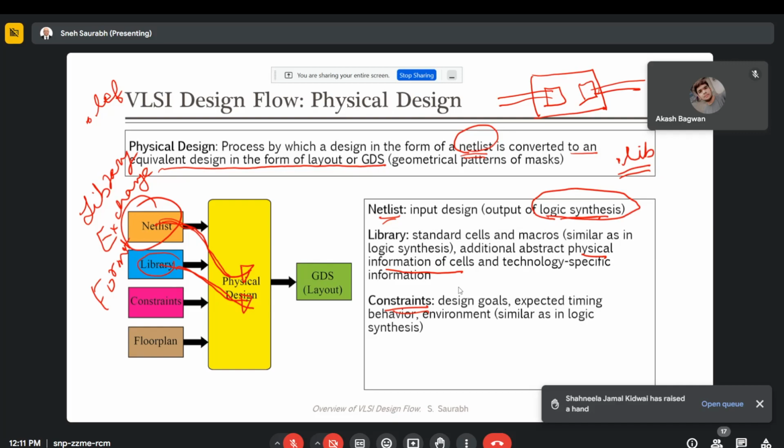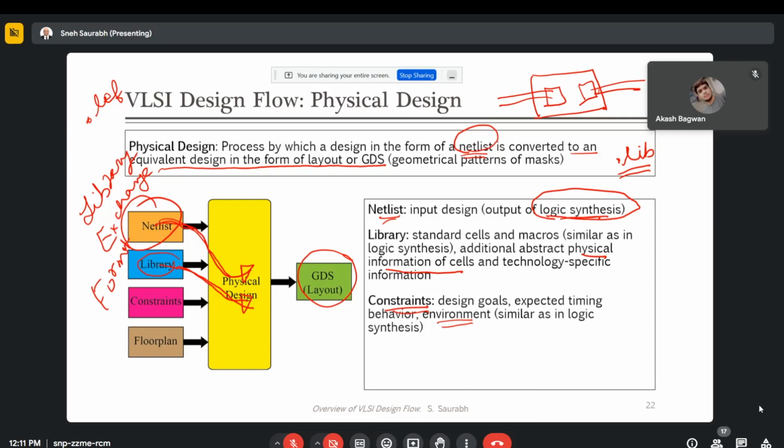So, in addition to the libraries, we also give the constraints, where we have the design goals, like what frequency must be met by this layout. And the environment: what is the slew of the incoming signal? Whether there are any delays in the incoming signal? What slew we want our physical design, sorry, our layout, to be producing. So these kinds of constraints are there, and this is also specified in SDC format.